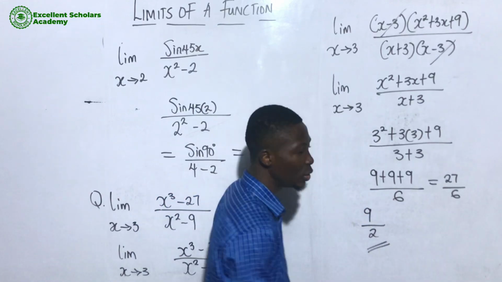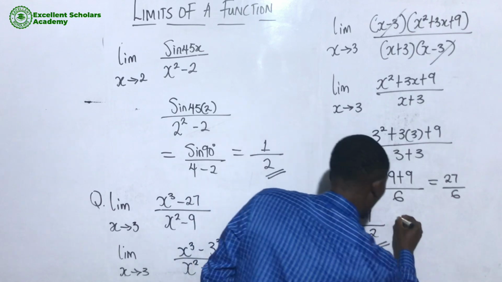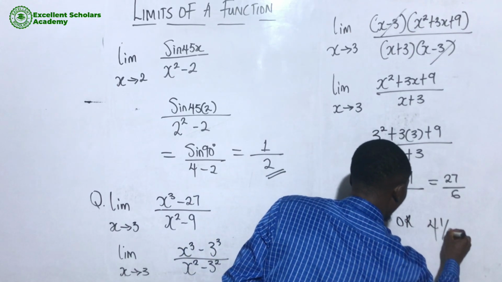Or you could say 2 goes into 9, 4 times, or you could put it in a mixed fraction, 4 whole number, 1 over 2.